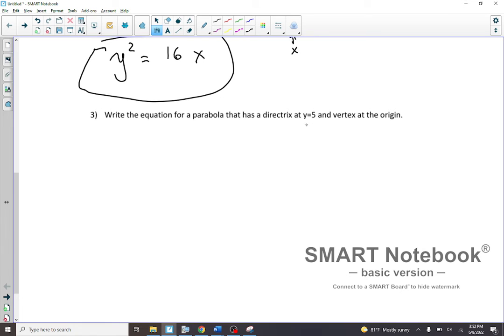Write an equation for a directrix of y equals 5. So if it's y, I know y is by itself in this case, or to the 1 power.